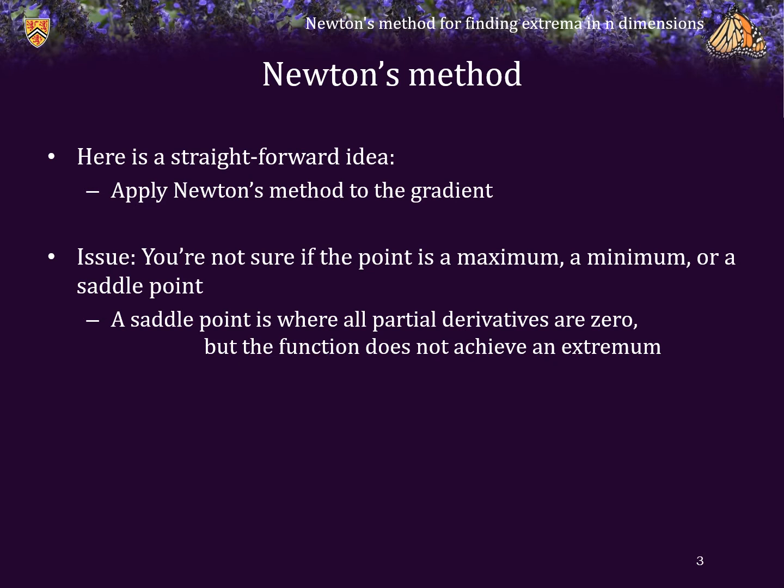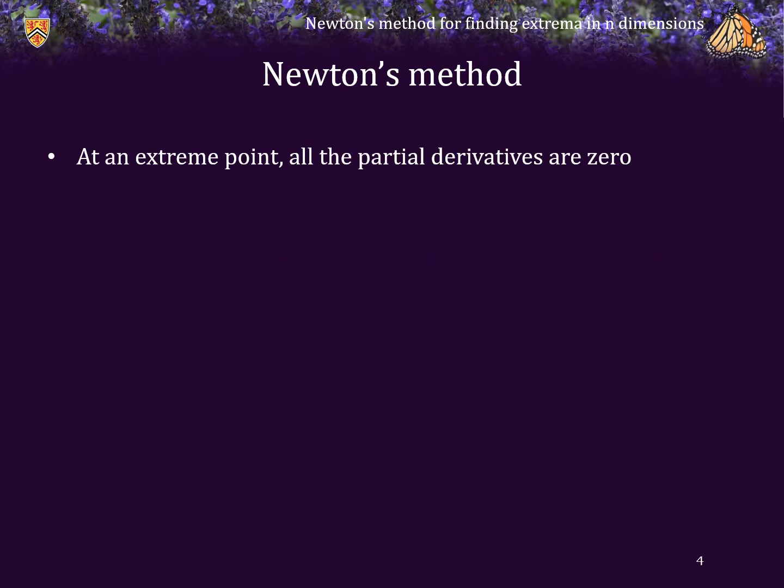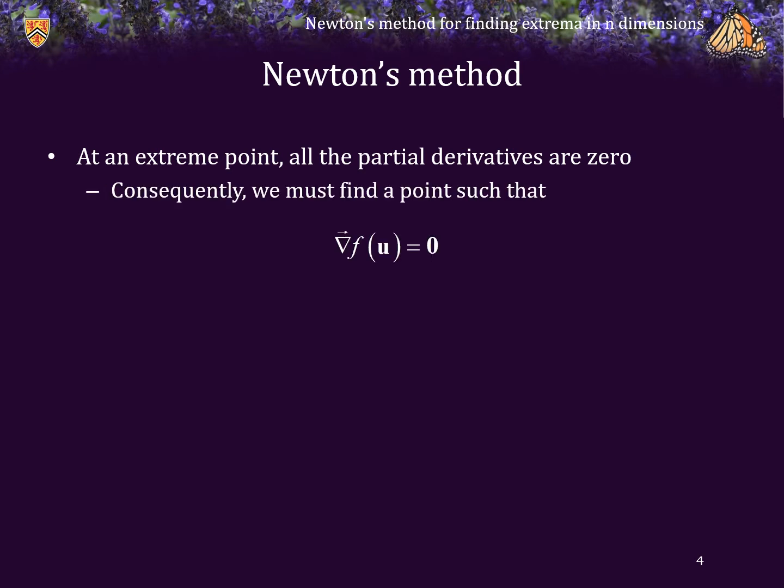And recall, a saddle point is any point where all the partial derivatives are zero, but where the function does not achieve an extremum. Now, at an extreme point, all the partial derivatives are zero. If you're at the top of a hill, then it doesn't matter which direction you go in, you're going to be going parallel to the surface of the Earth. Consequently, we must find a point such that the gradient is equal to zero. That is, all the partials are zero.